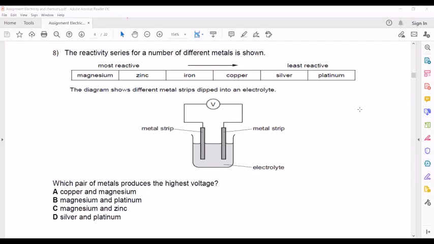The reactivity series for a number of different metals is shown. The diagram shows different metal strips dipped into electrolyte. Which pair of metals produces the highest voltage? Copper and magnesium, magnesium and platinum, magnesium and zinc, or silver and platinum? Yeah, B is the right answer, magnesium and platinum, because of the greater difference in reactivity.